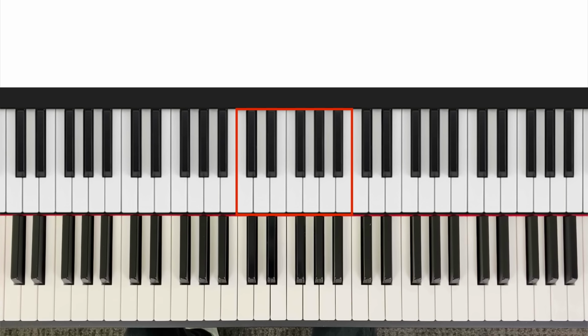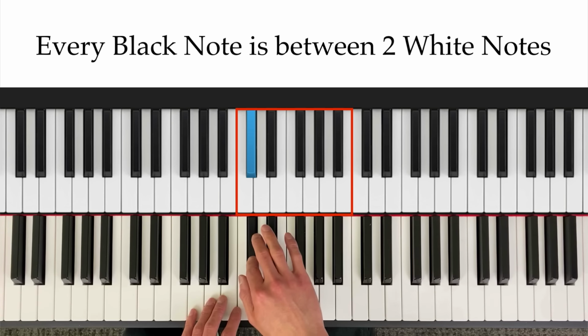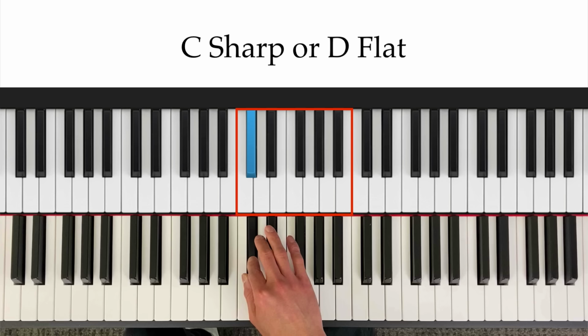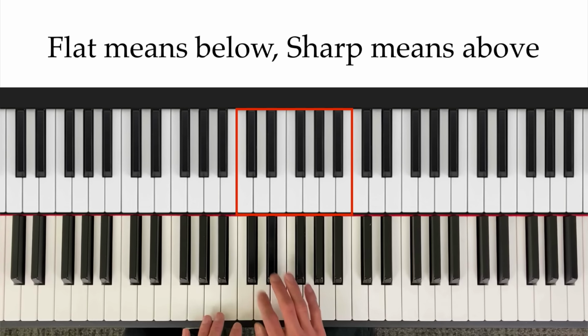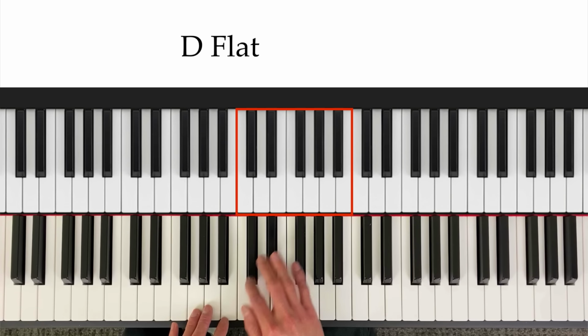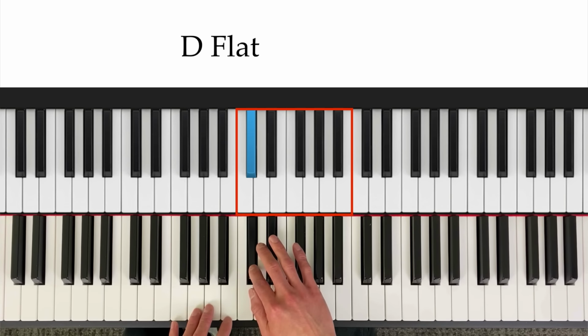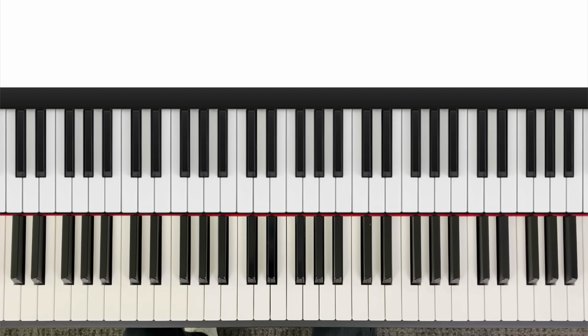Now the black notes. Notice that every black note is between 2 white notes. So the black note here is between a C and a D. So this black note can be called a C sharp or a D flat. Every black note has 2 names. Flat means below, sharp means above. So this note is below D, so it's called a D flat. This note is also above C, so it's called a C sharp. And these are the flat and sharp signs. Alright, so now you know notes.